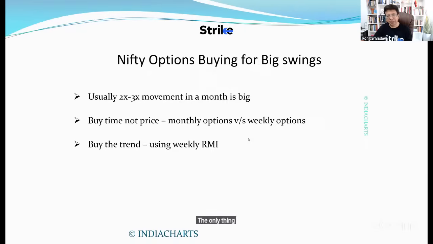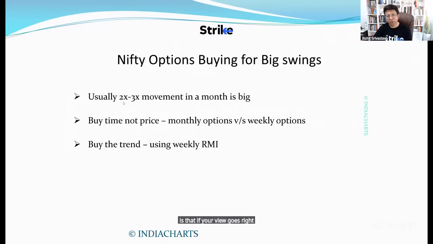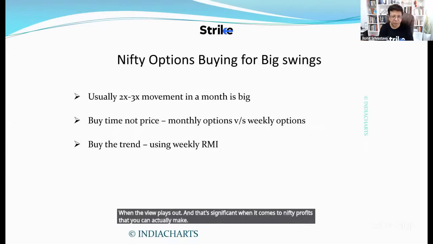The only thing I have to keep in mind, therefore, is being an option buyer. See, the advantage for an option buyer is that if your view goes right, if your timing is right, which is why we are using RMI and all, along with swing to get the timing right, then you can get a 2x, 3x movement when the view plays out. And that's significant when it comes to Nifty profits that you can actually make.